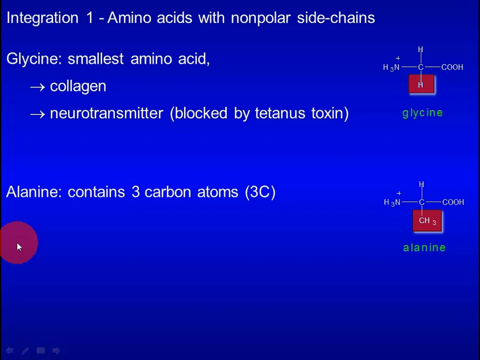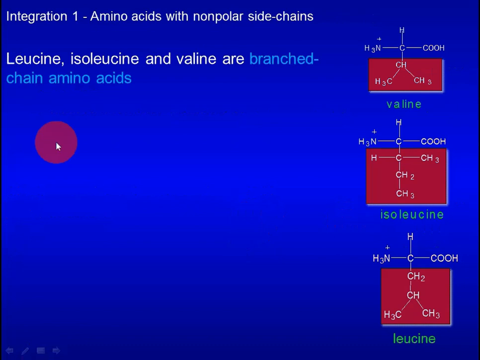Alanine is a small amino acid. It contains 3 carbons. After removal of this amino group, it is converted to pyruvate, a final product of glycolysis. 3 amino acids listed here are branched-chain amino acids. Defects in metabolism of these amino acids lead to maple syrup urine disease. This is a high-yield disease in USMLE.